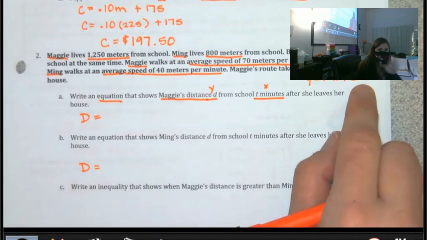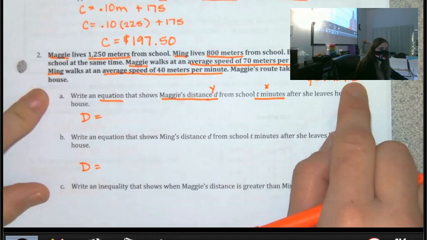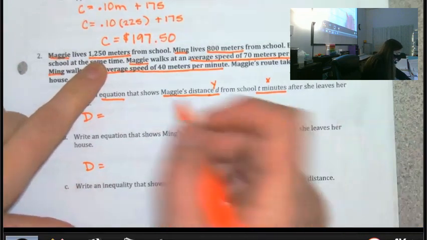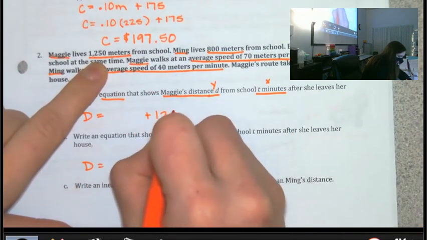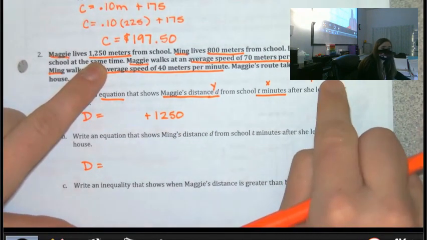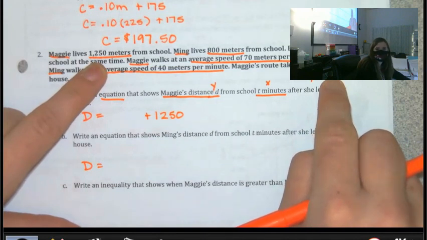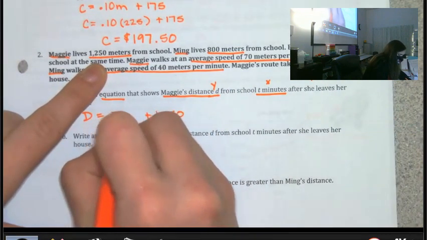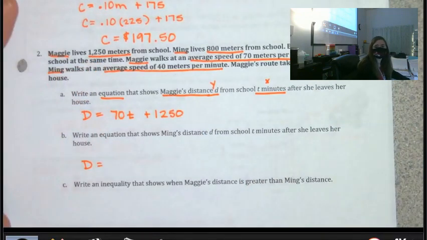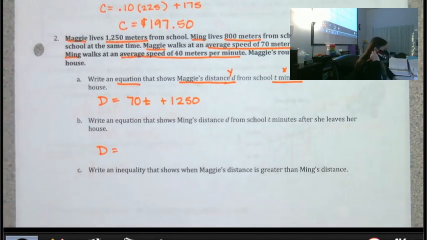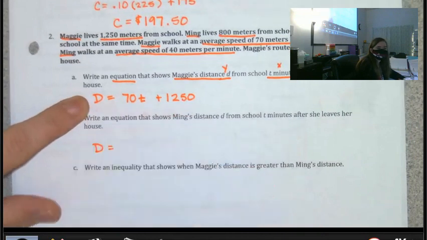Let me ask this question. Let's back up here. How far away from school did Maggie start? Exactly. She started at 1,250 meters from school. My slope for my equation for Maggie is how fast she is walking per minute. So how fast is Maggie walking per minute? 70 meters. So she is walking 70 meters per minute, so 70t. And then the D equals how far away she is from school after each minute.